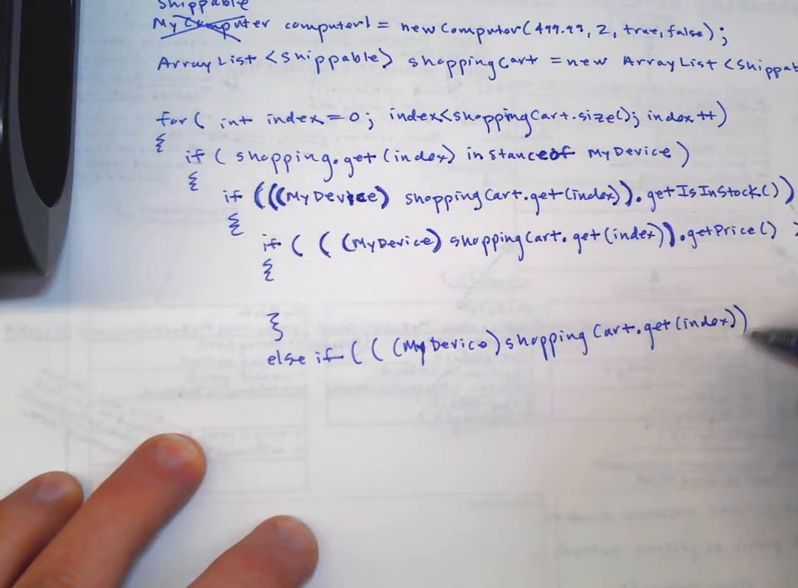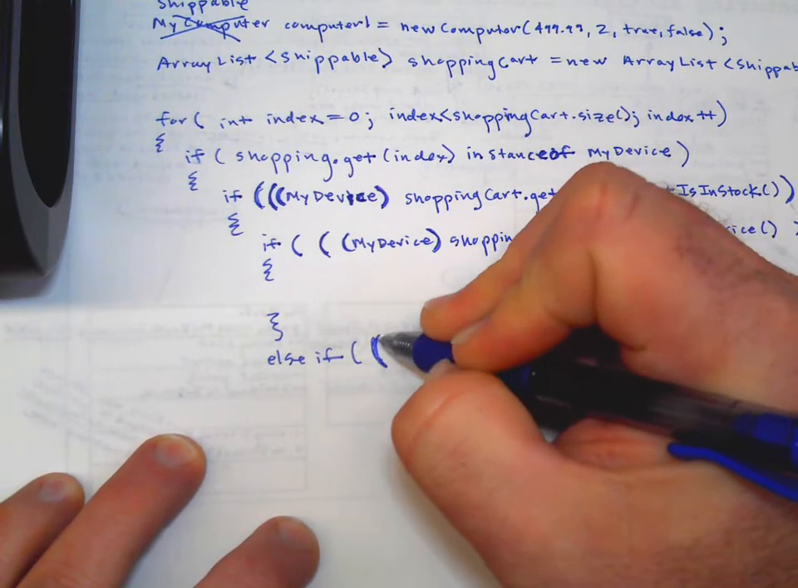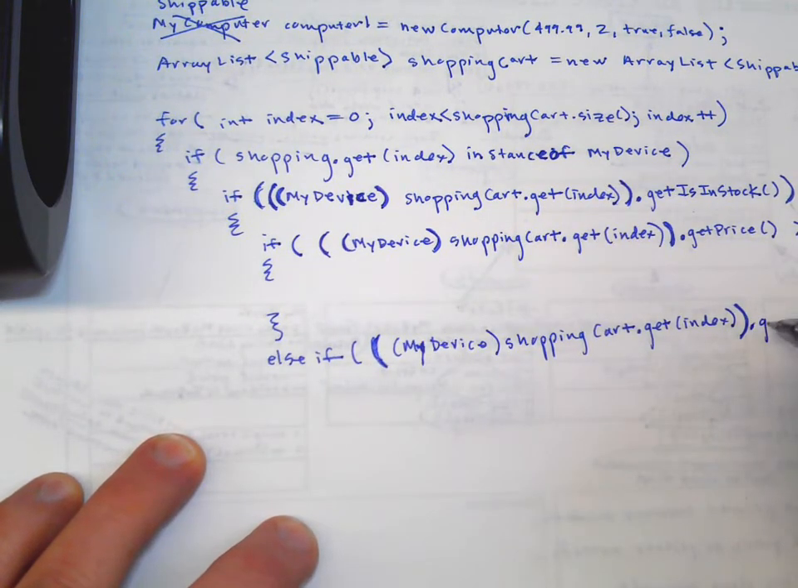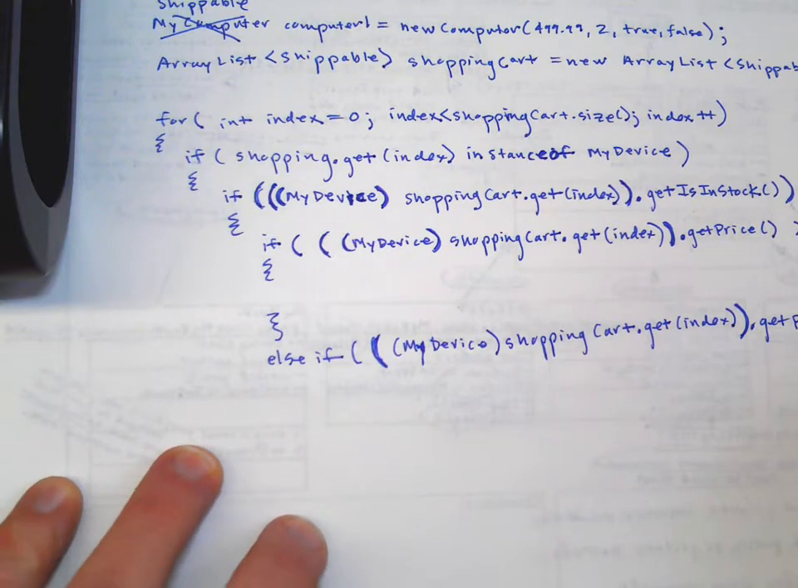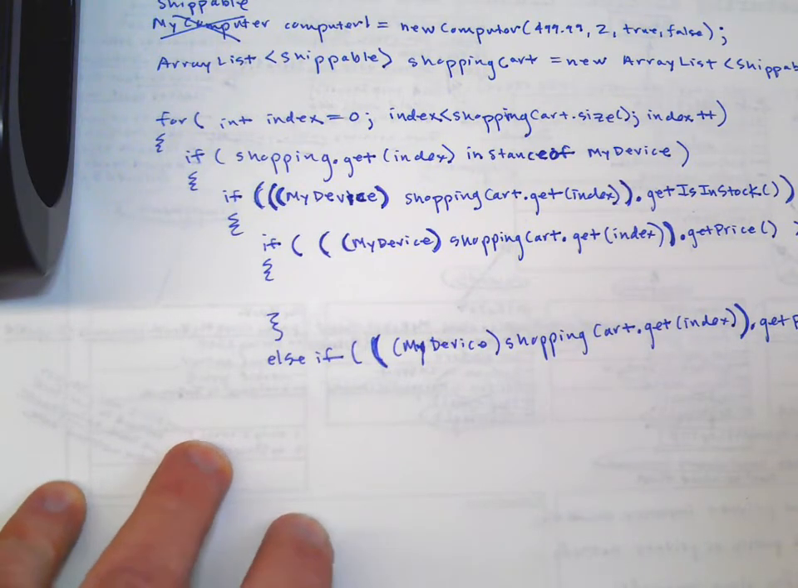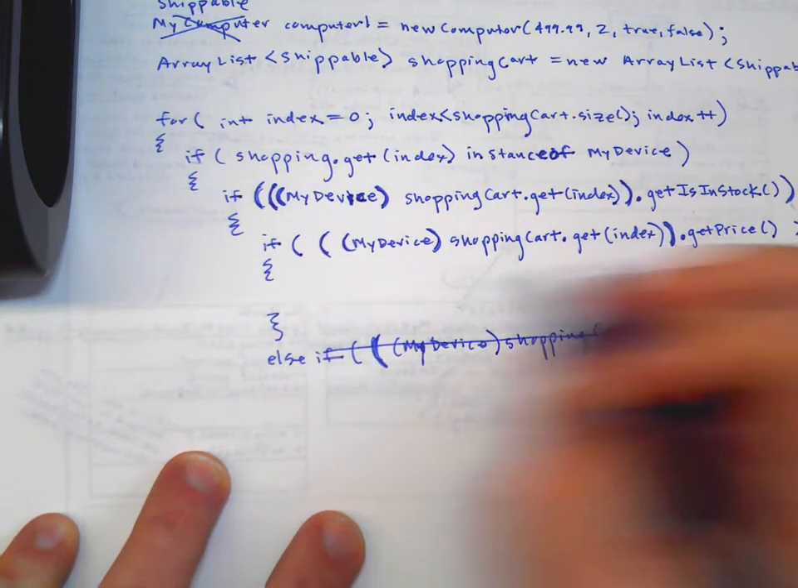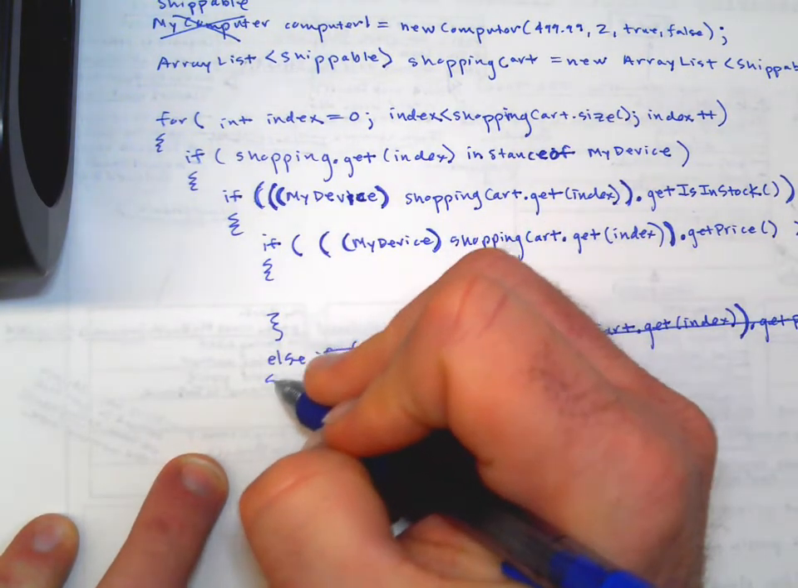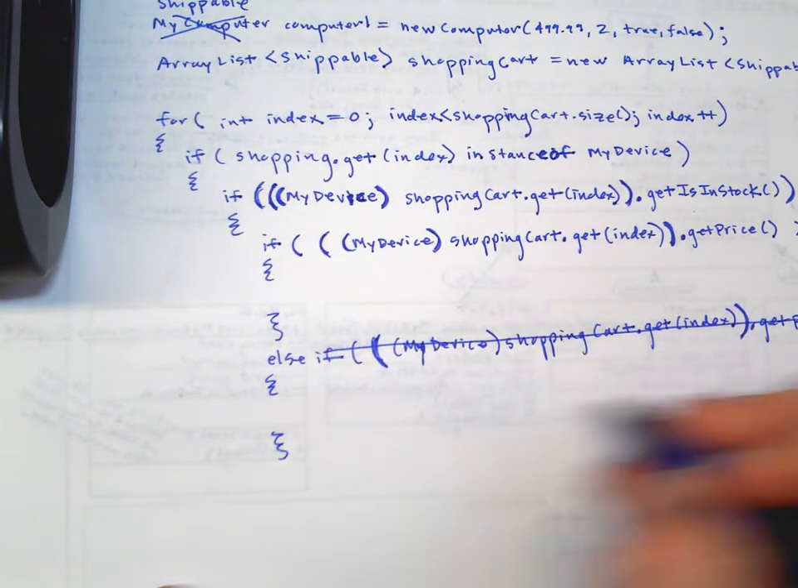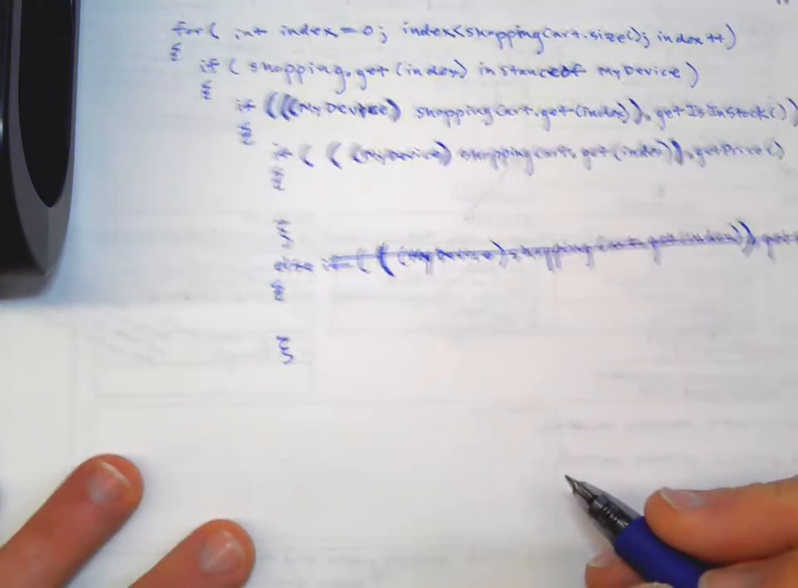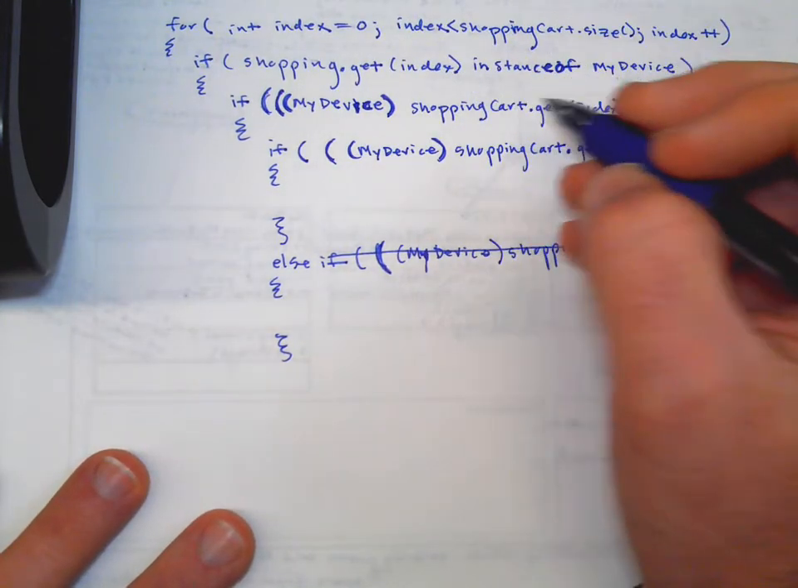So these are around that, and then you do dot get price, and you could say what? You could say less than 200, right? I guess we don't really. We could just do else, because that's the only other situation, right? We could skip this and just do else, right? I think that would work. Okay, now that's if it was a my device.